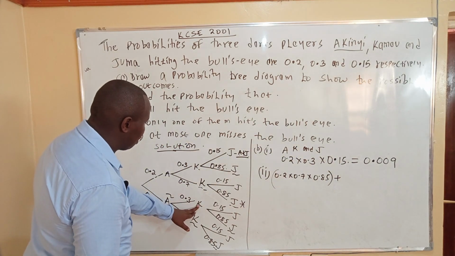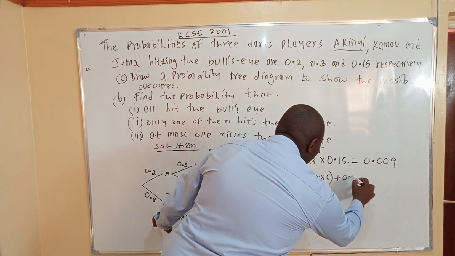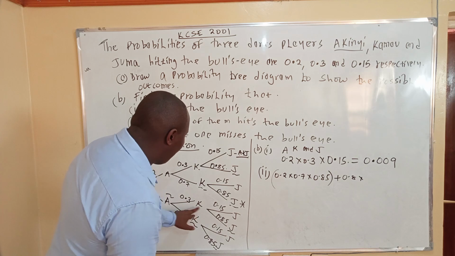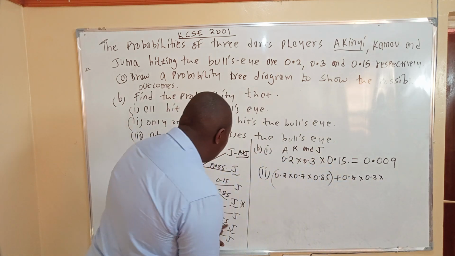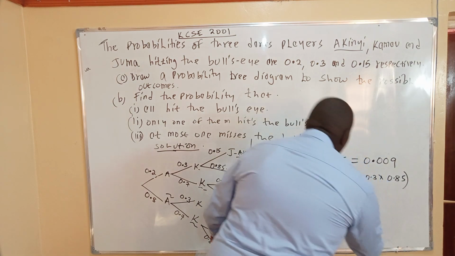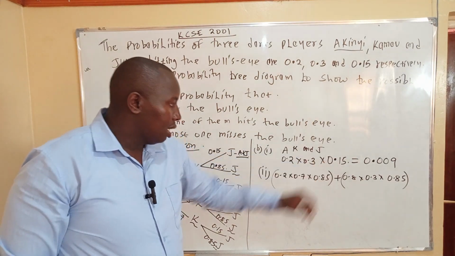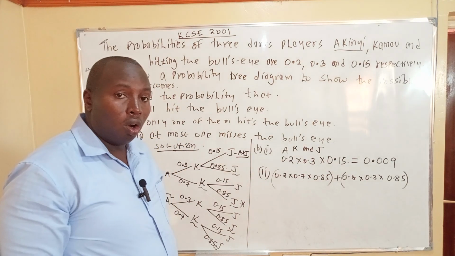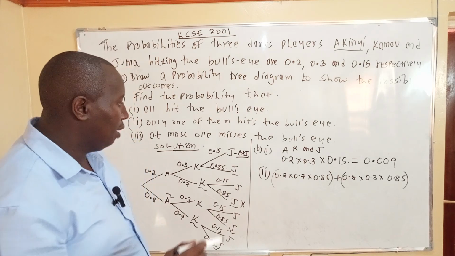We take Kamau now hitting the bull's eye. So Akinyi is missing, that is 0.8. We have Kamau hitting, that is 0.3. And we have Juma missing, 0.85. That is the second option for only one hits the bull's eye.